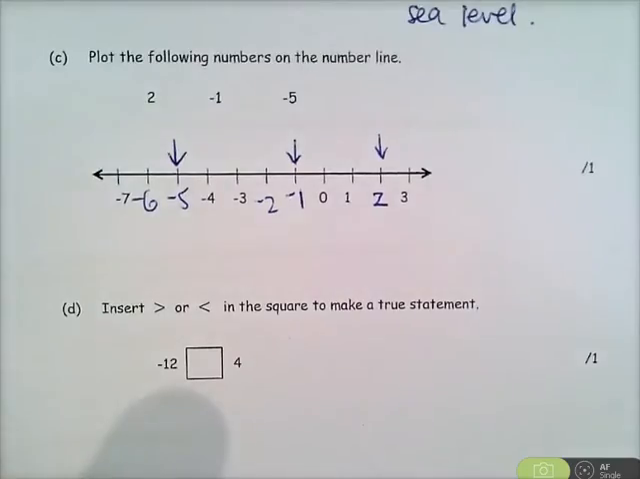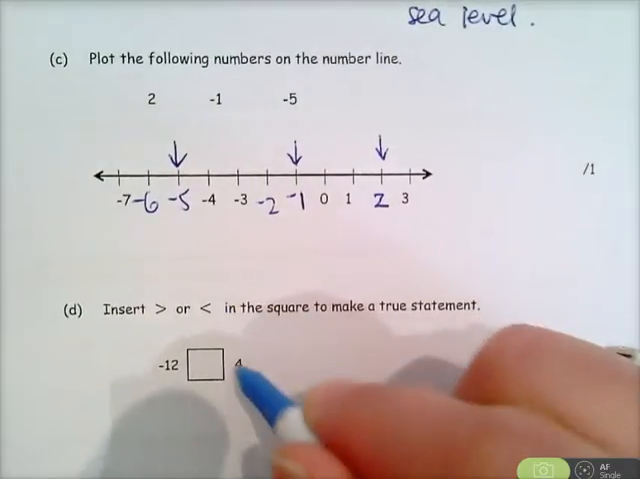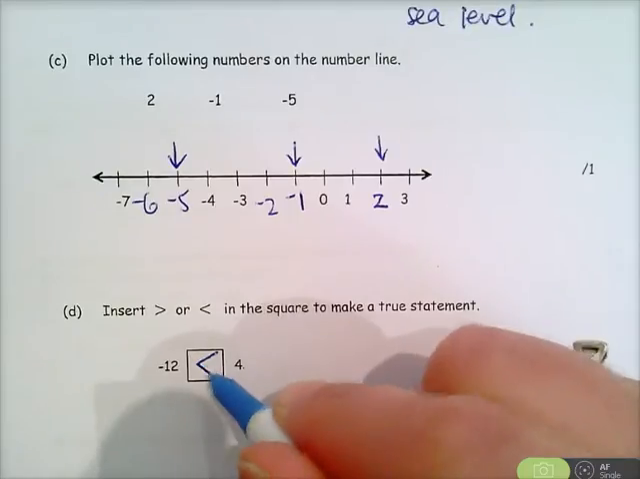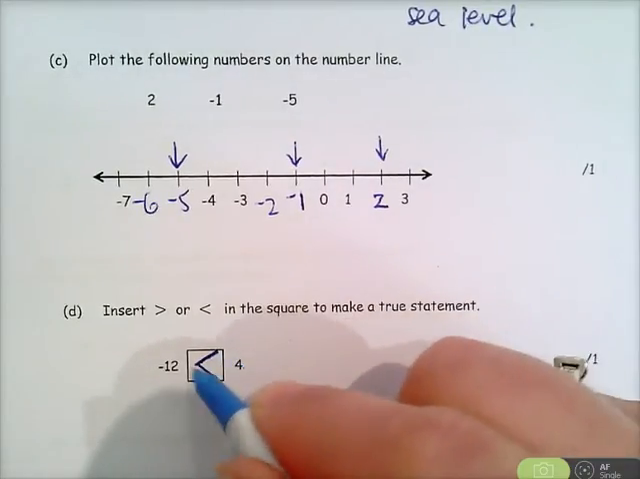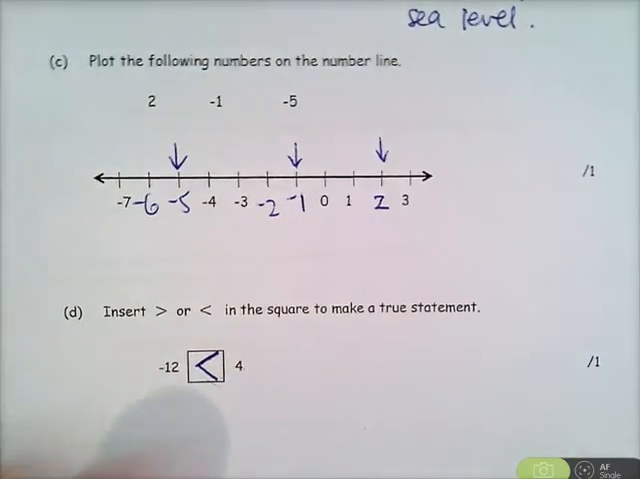Now, insert a greater than or less than symbol in the square to make a true statement. Now, we always put the big open mouth facing the bigger number. Now, 4 is bigger than -12. The other thing, some people like to use less, look at that as an L. So, -12 is less than 4.